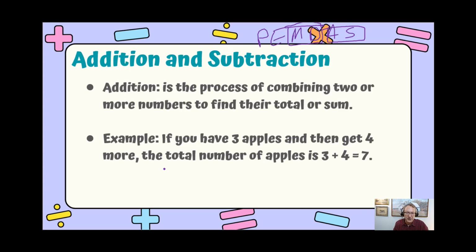Addition, that's the process of combining two or more numbers to find their sum. So you can have 3 apples, 1, 2, 3 apples. And then you get 4 more apples. Well, 1, 2, 3, 4, 5, 6, 7. You have 7 apples because 3 plus 4 is 7.